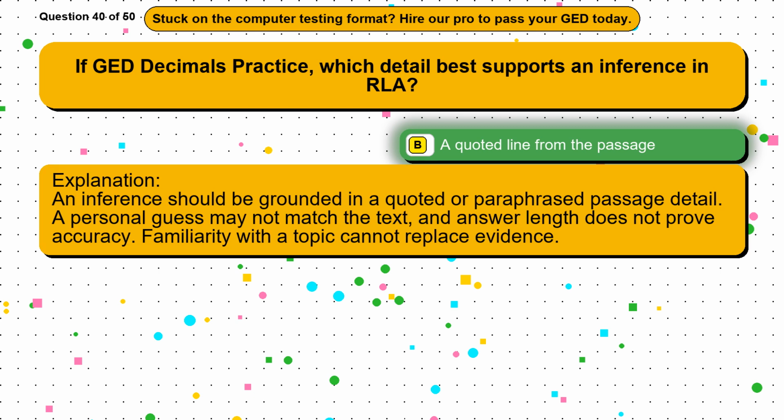An inference should be grounded in a quoted or paraphrased passage detail. A personal guess may not match the text, and answer length does not prove accuracy. Familiarity with the topic cannot replace evidence.